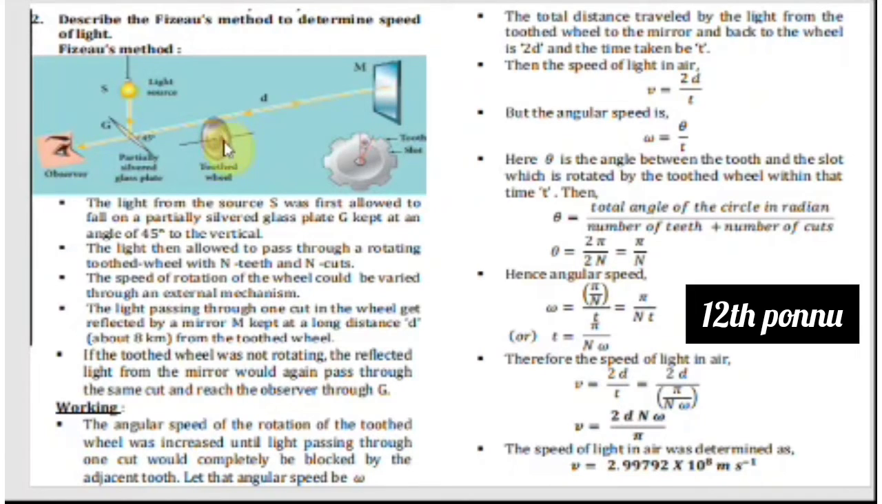Suppose it is rotated. Take the angular speed of rotation of the tooth wheel as omega. What is the angular speed? Omega is increased until the light passing through one cut is completely blocked by the adjacent tooth. So that angular speed is omega.